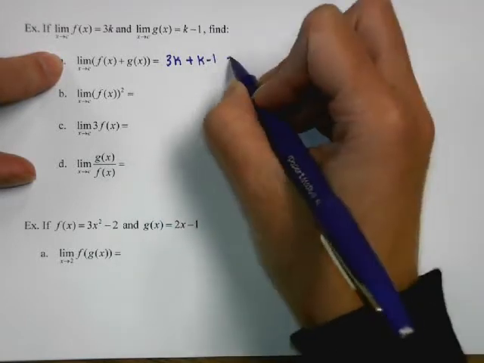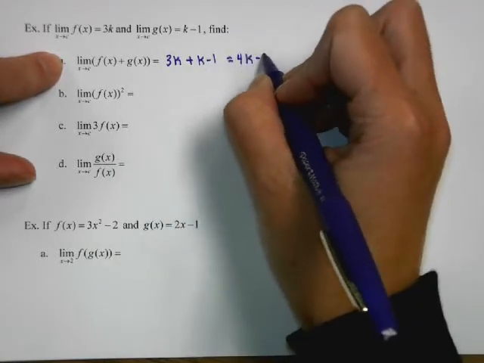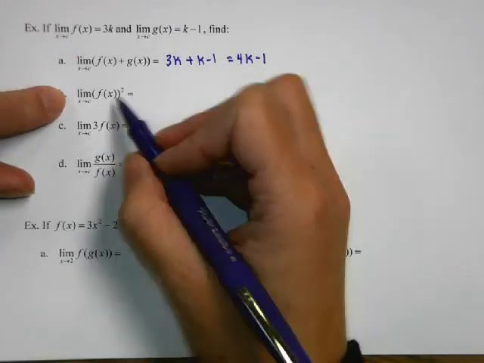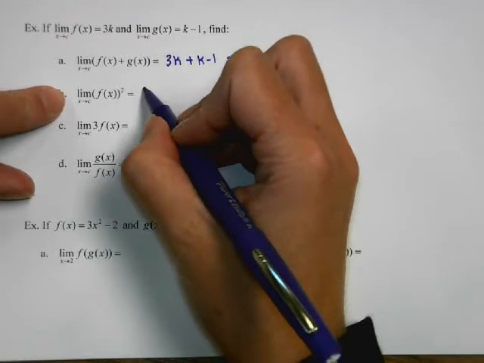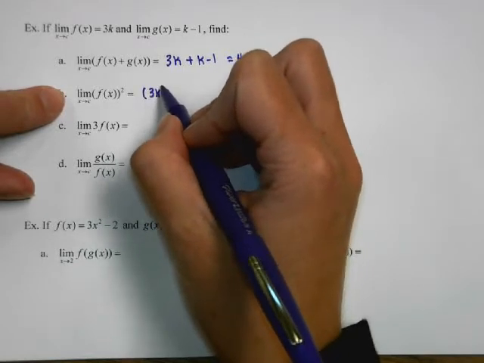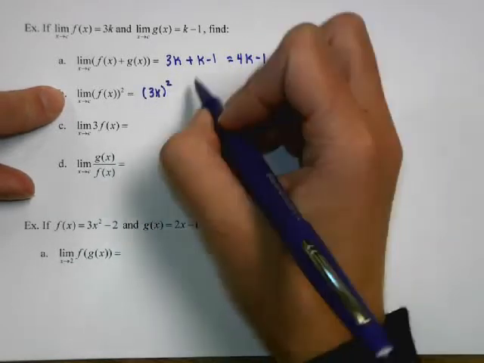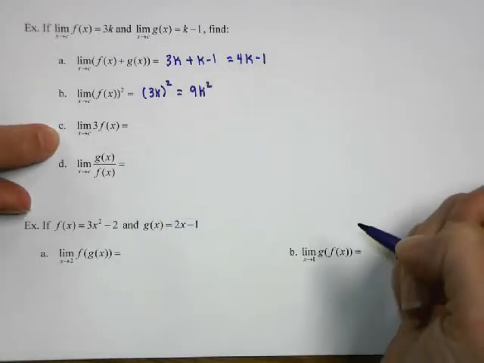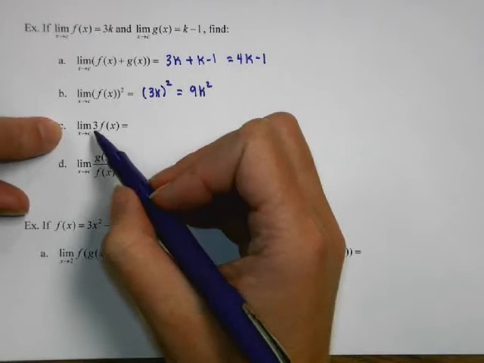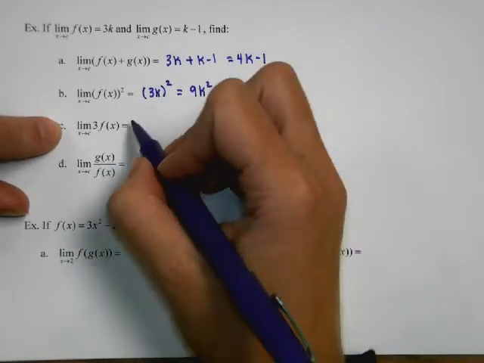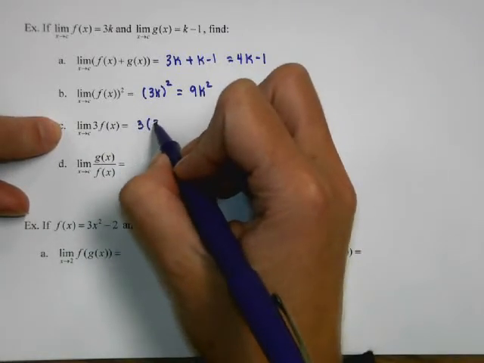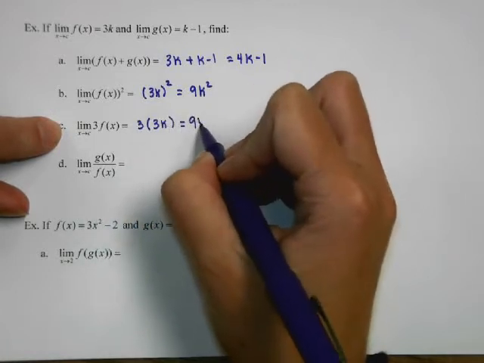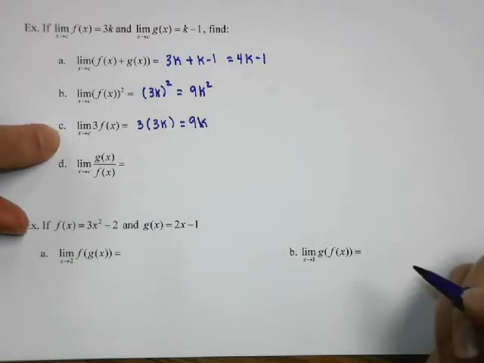adding the given things. Here we're squaring, so the limit of f of x is 3k, so the limit of f of x squared is going to be 3k squared, which will be 9k squared. As x approaches c of 3 times f of x, well, that's going to be 3 times 3k, which will be 9k. And then lastly, the quotient is just going to be the quotient.